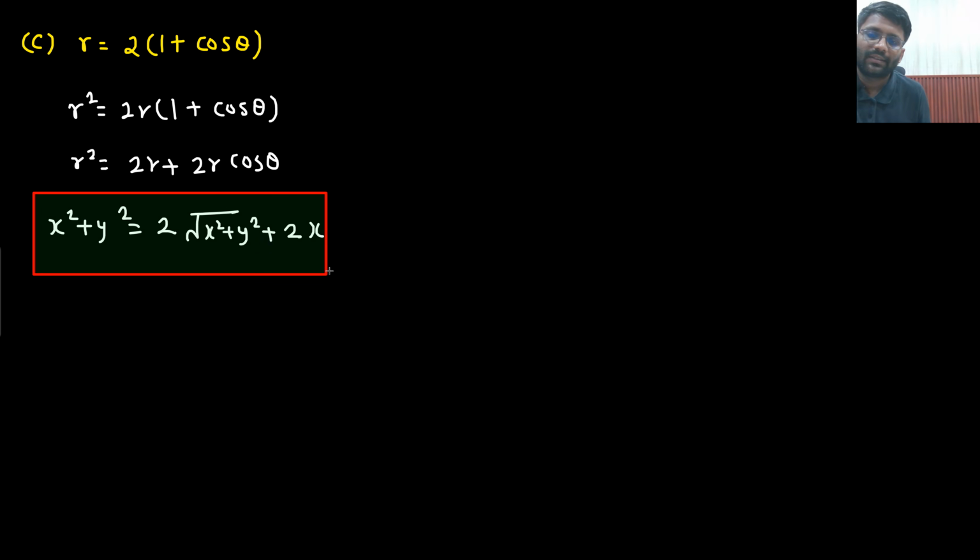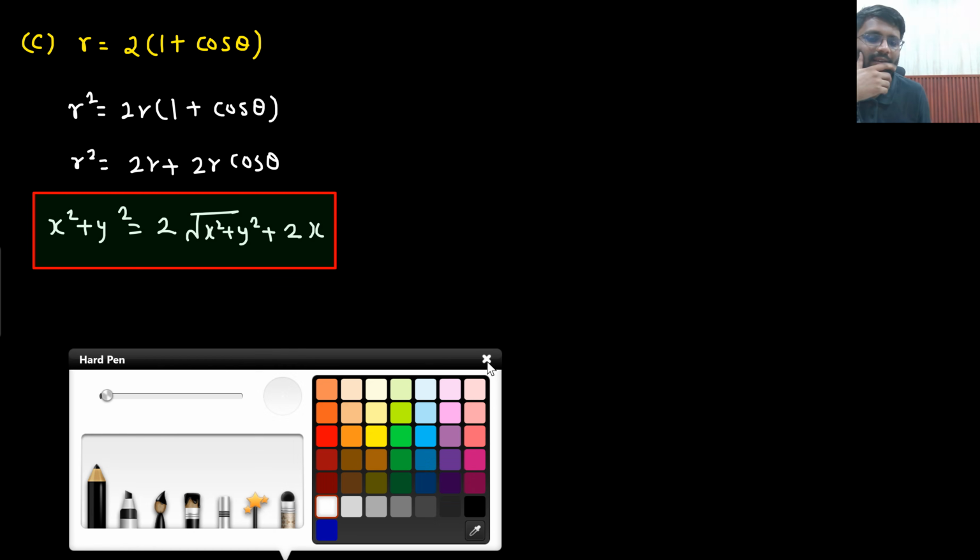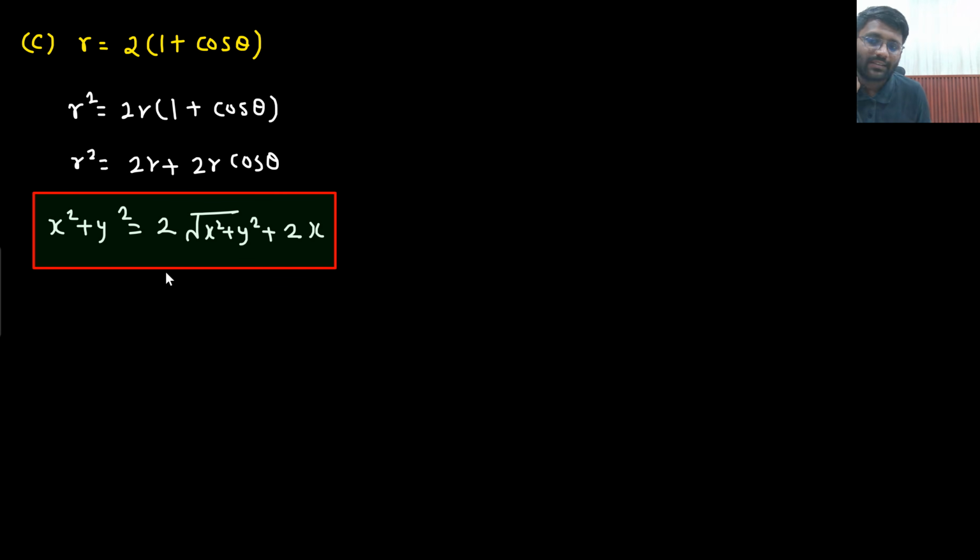Make the structure. First of all, try with method 1. What does our method 1 say? Let's multiply with r on both sides. What are you getting? r square equals 2r plus 2r cos theta. r square is x square plus y square. What is r? Under root x square plus y square. 2x. What is this? Sir, this is nothing. This is not a circle.